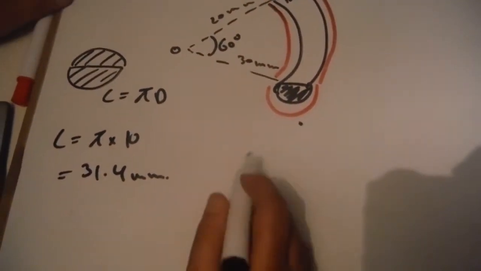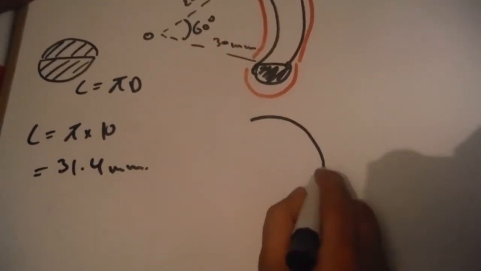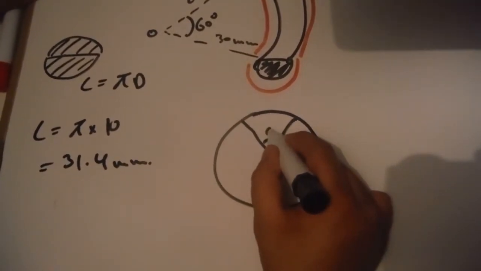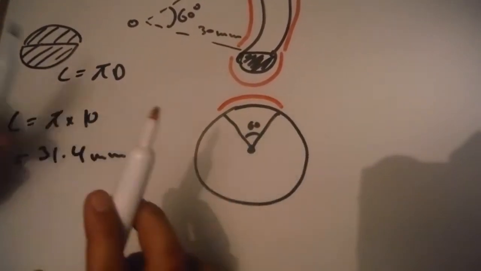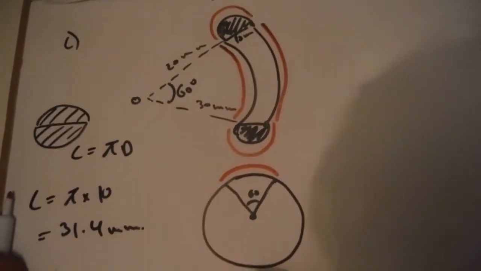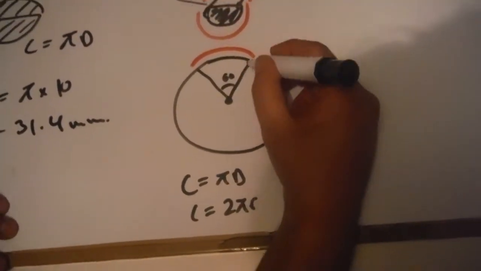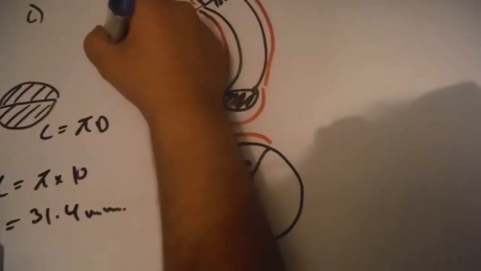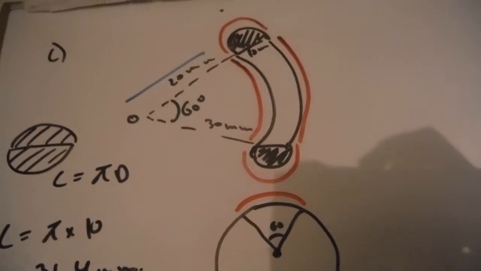Now we need to work out the circumference of this line, the circumference of this sector. If we put this sector into a whole circle, it's going to look like this. It's going to be 60 degrees there, and the only part we're interested in is this part here. To work that part out, we use the same formula: circumference equals pi d, or circumference equals 2 pi r, because we're given the radius here. The radius of the smaller circle is 20 millimeters from 0 to this point here.